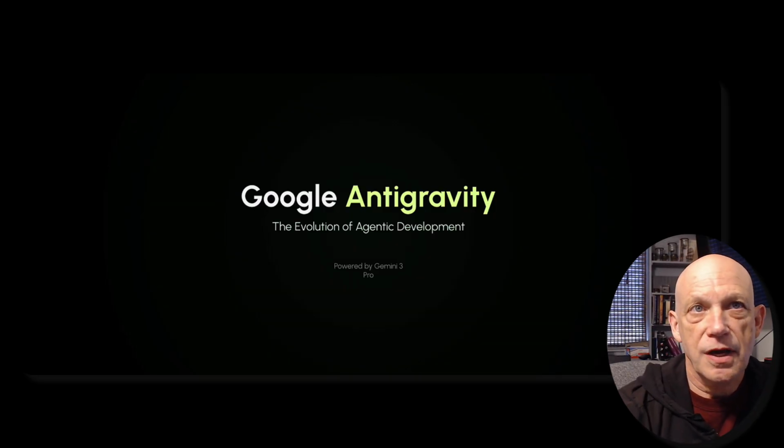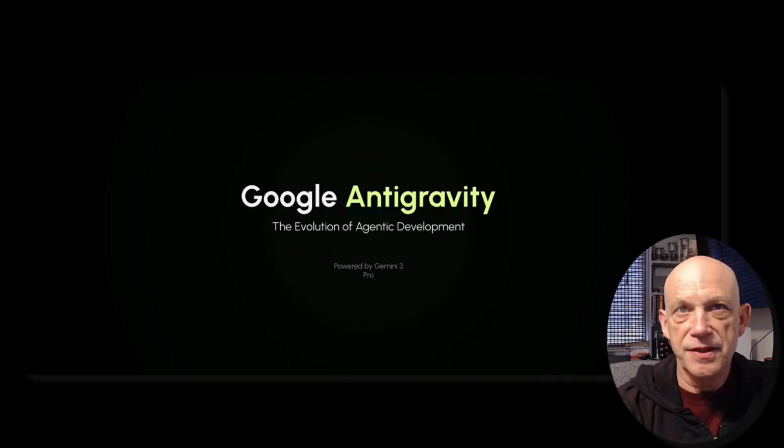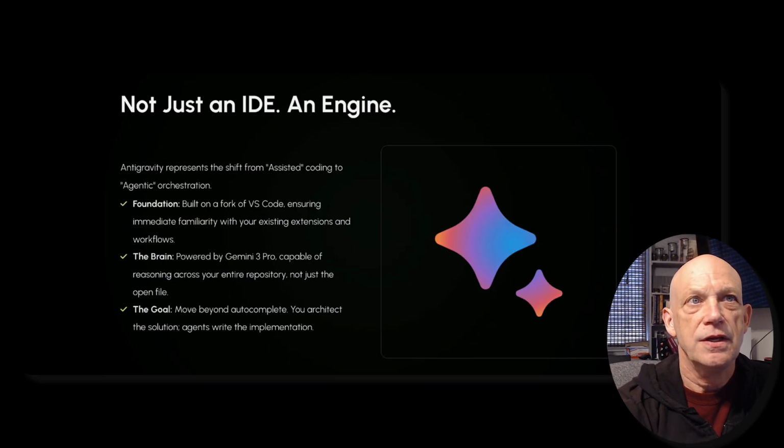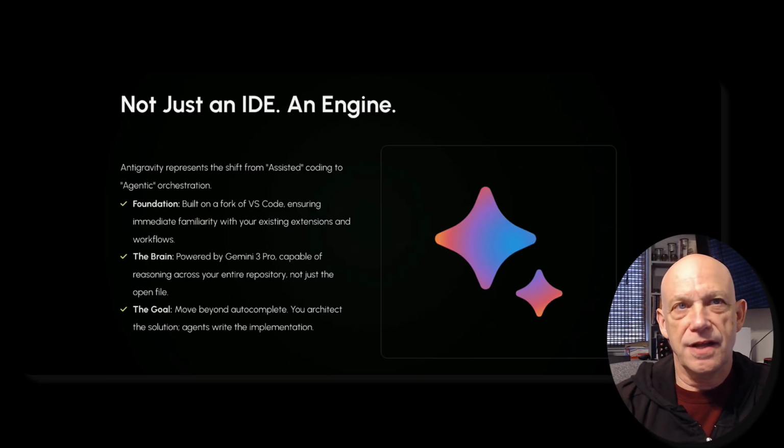Welcome, everyone. I want to introduce you to the evolution of Agentic development, Google Antigravity. It's powered by the brand new Gemini 3 Pro model, and is changing how we approach software engineering. So, what exactly is Antigravity?